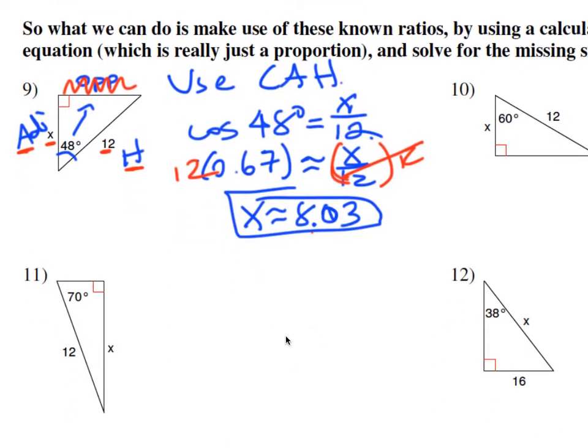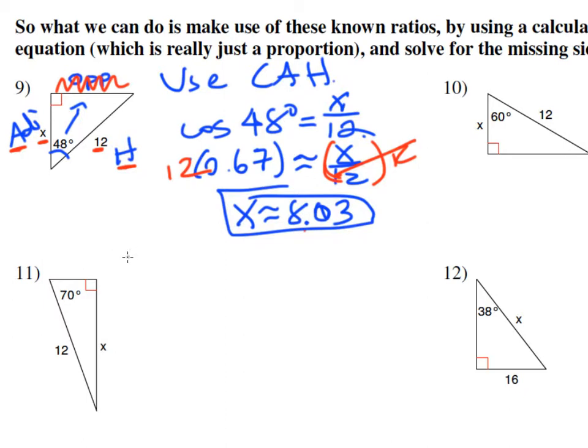Okay, let's take a look at number 11. So here, what do we have? We have 70 degrees here. Let's label. All the way across is the opposite side. This is my hypotenuse, which means that the one next to it right here is my adjacent. Which one is not being used? We're using x, which is O, and 12, which is H. There's nothing here for adjacent, so we're not going to use adjacent.